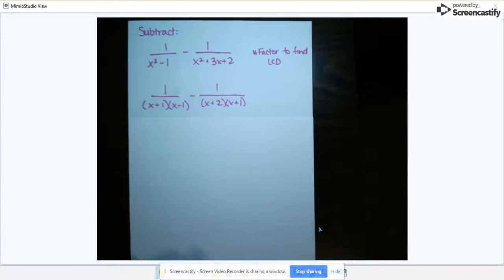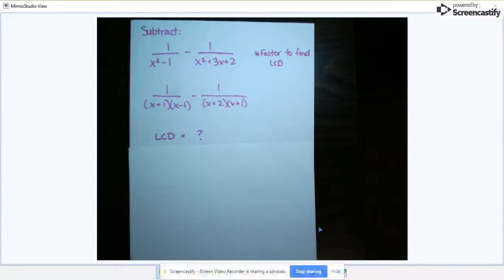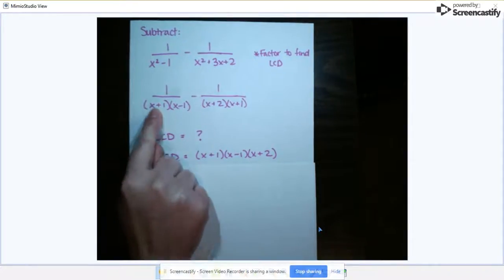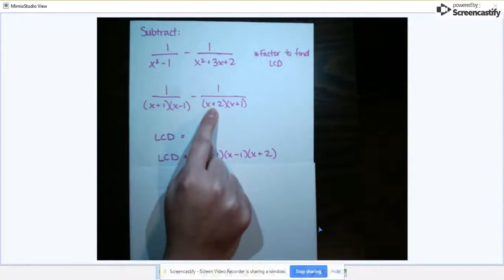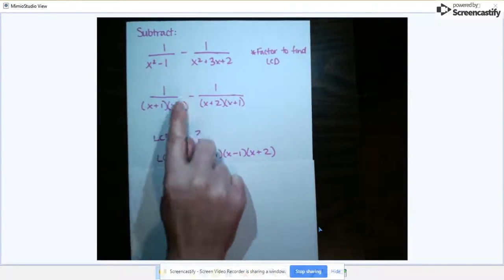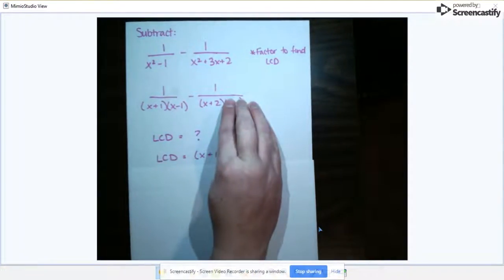So our least common denominator is going to be everything. We have to incorporate all pieces. However, if they share a piece, we do not duplicate it. So our least common denominator, actually, I want you guys to figure that out. So what do you think the least common denominator will be? Okay, so hopefully you came up with x plus 1, x minus 1, and x plus 2. We need everything that there is, but we don't duplicate. So x plus 1, x minus 1, x plus 2, and then we get back to x plus 1, which we already stated. So we just need to have those 3 pieces.